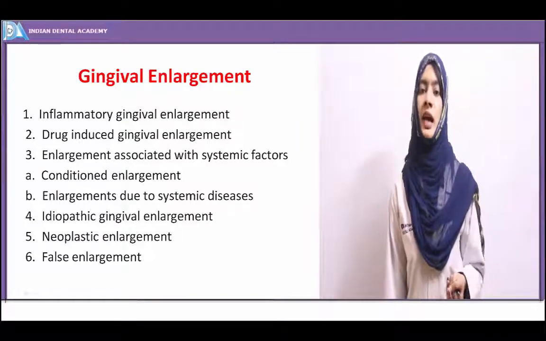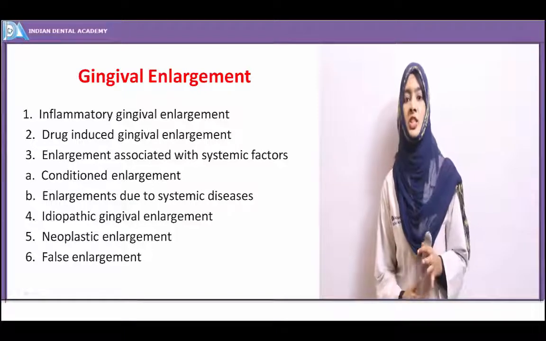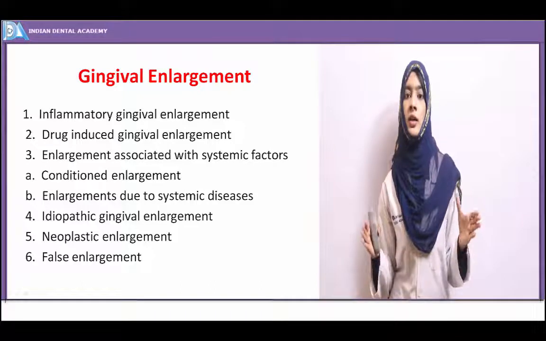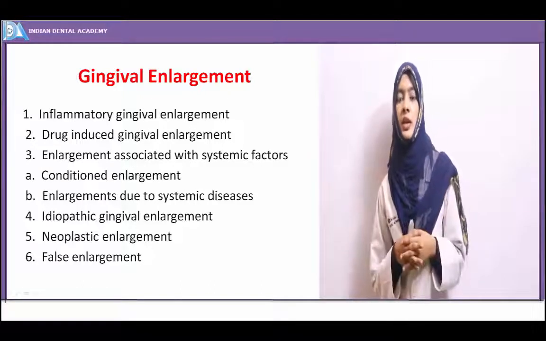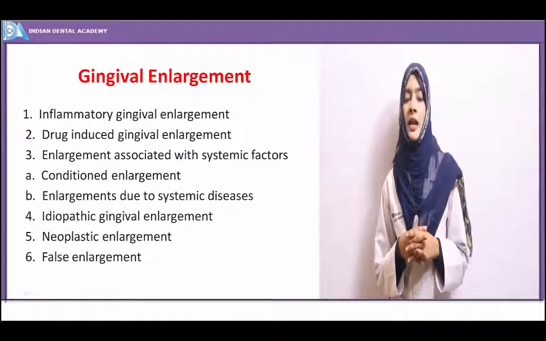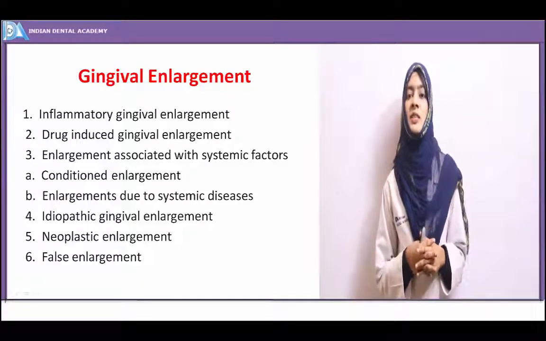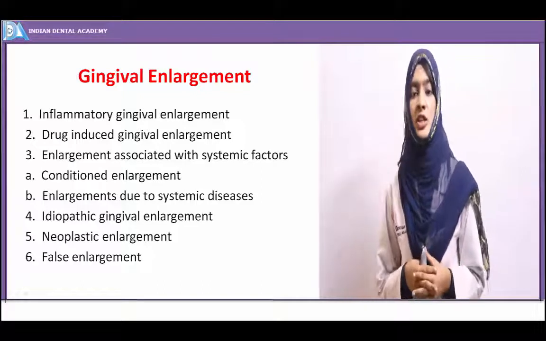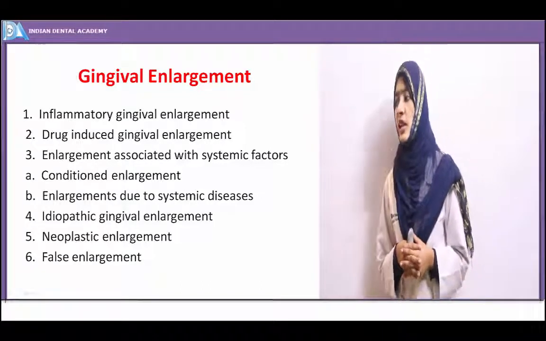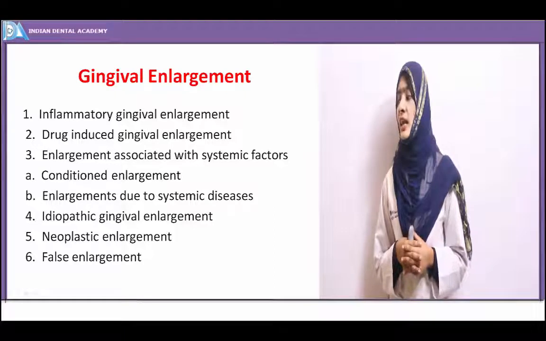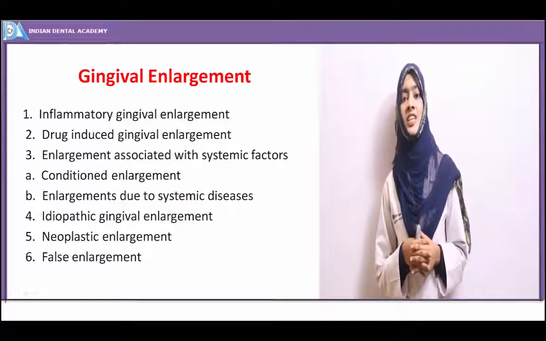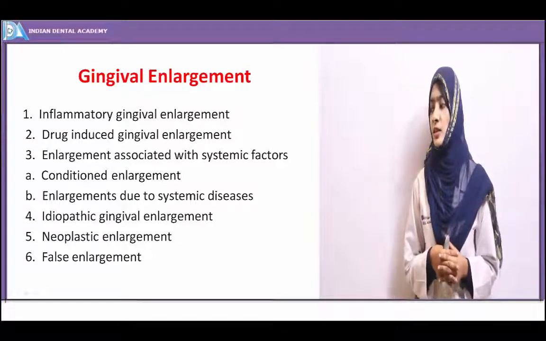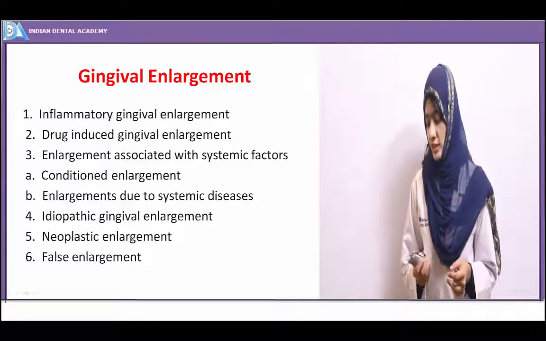Initially it was called hyperplasia, that is gingival hyperplasia. But it is not an individual cell hyperplasia; overall the gingiva itself is enlarged. And most of the time the gingival enlargement is because of edema and fibrosis occurring in the gingiva. So we'll see the inflammatory gingival enlargement, the drug-induced gingival enlargement, enlargement associated with systemic diseases, that is enlargement due to systemic conditions, the idiopathic gingival enlargement, neoplastic enlargement, and the false enlargement.